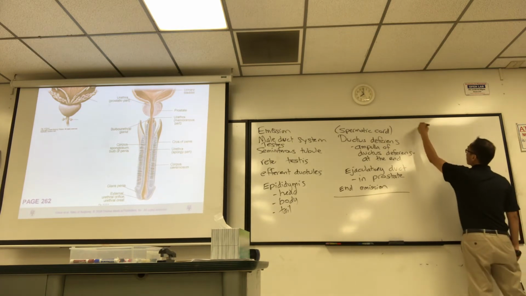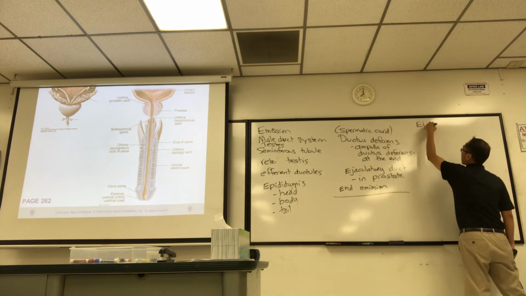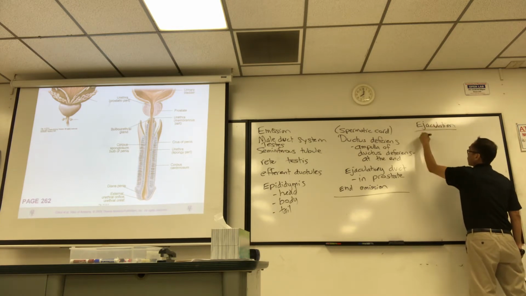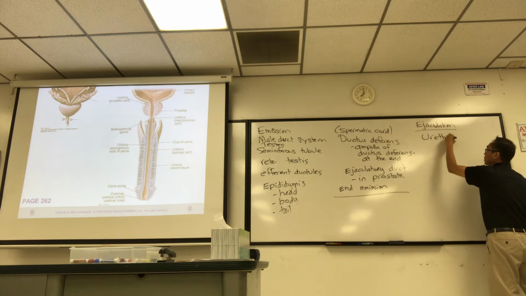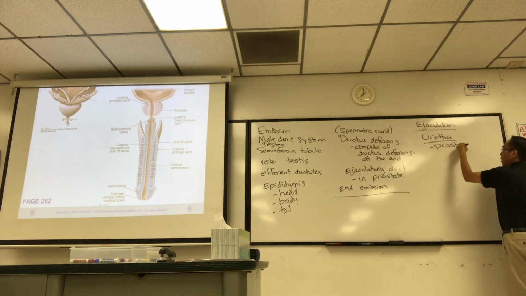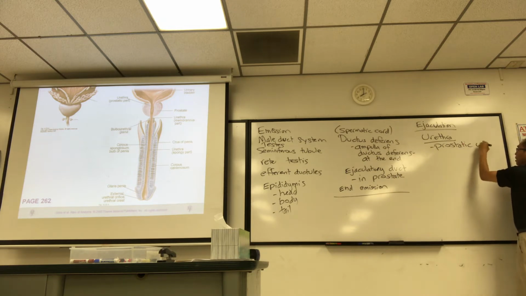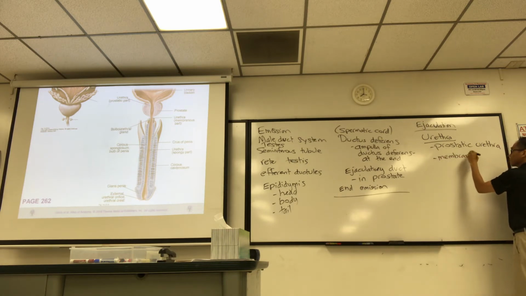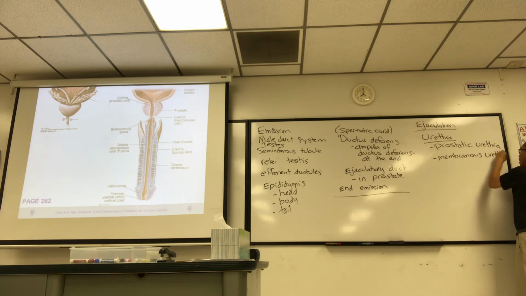So now we're talking about ejaculation, movement out of the urethra. For the urethra, know the 3 parts. The prostatic urethra, and the membranous urethra. The membranous urethra is the part that pierces the UG diaphragm.